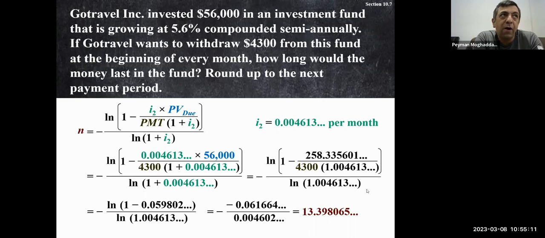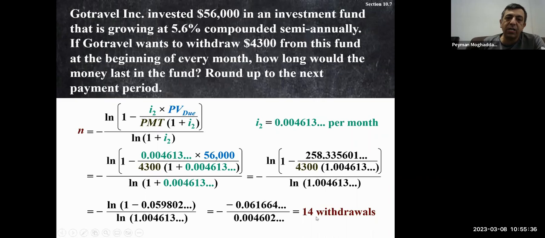Sometimes the question tells you to round it to the next payment, or to the previous payment, or just round your answer. So just look at the question. The question says the next payment, so 13.39 has to be 14, right? So it's 14. Now we want to know how long the money would last.